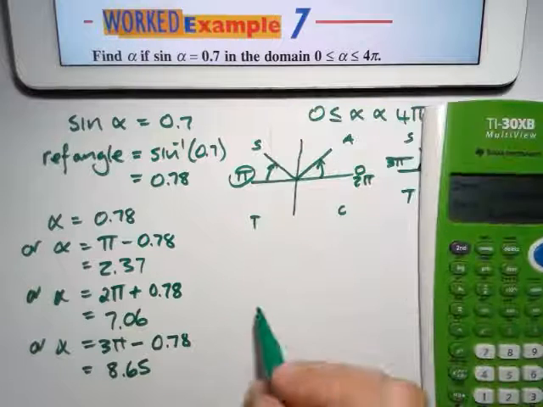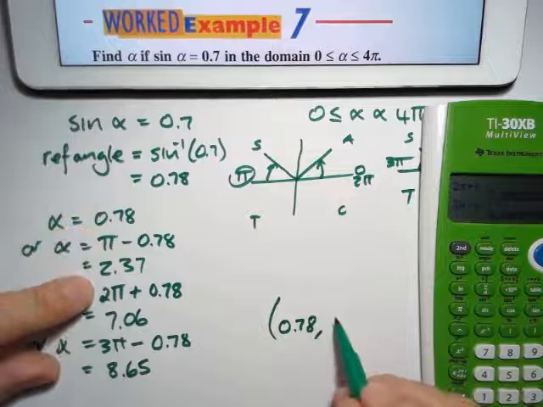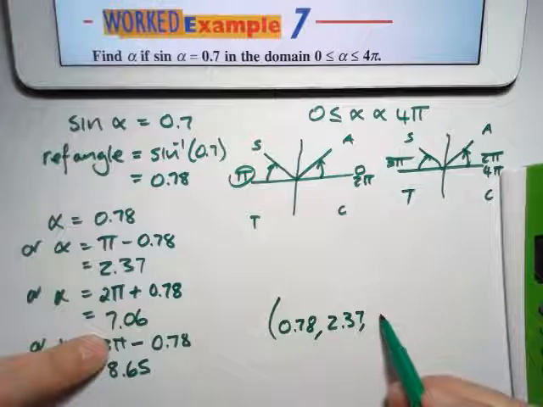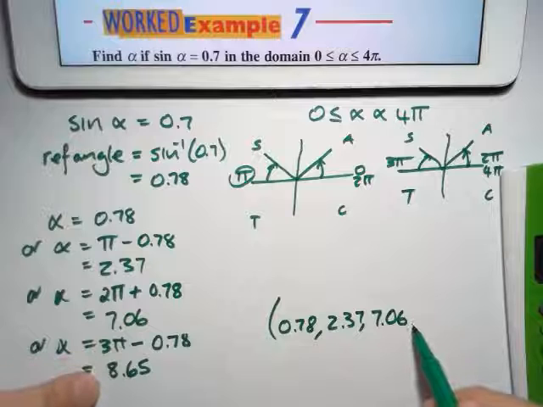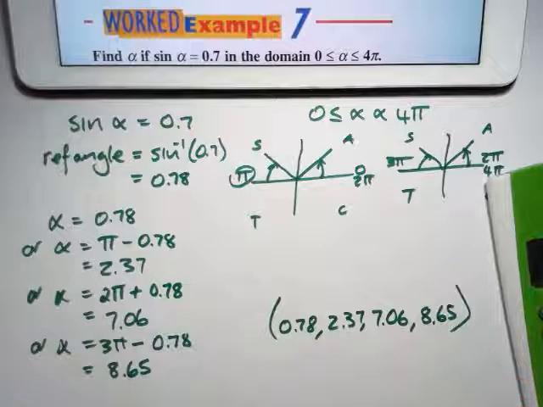So my 4 answers for alpha are 0.78, 2.37, 7.06, and 8.64, or 8.65. So that's all the possible answers for the question.